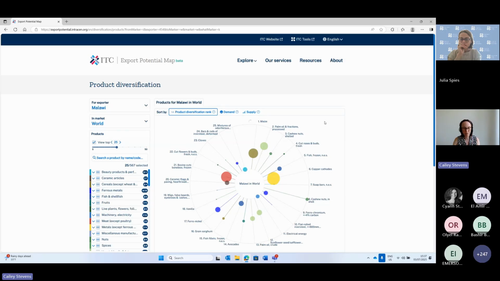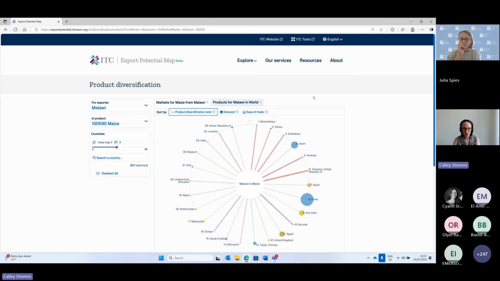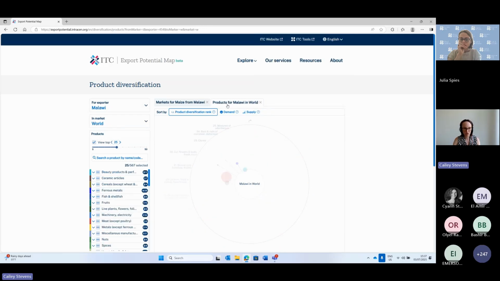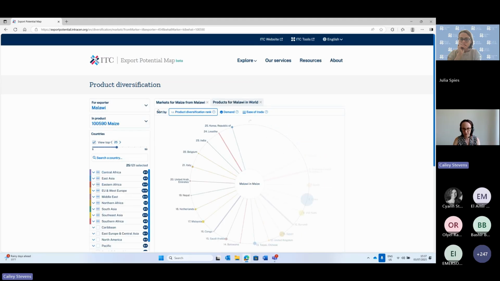We can also find market opportunities for these products by hovering over maize and selecting, for this product, find other potential markets. You'll have your original search here, where we're looking at products for Malawi in the world, but then you also have markets for maize from Malawi. It suggests that Mozambique, Kenya, and Zimbabwe could potentially be markets that would import maize from Malawi if Malawi were to develop the maize industry.